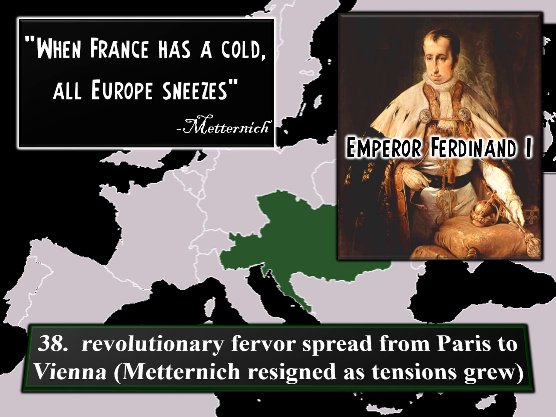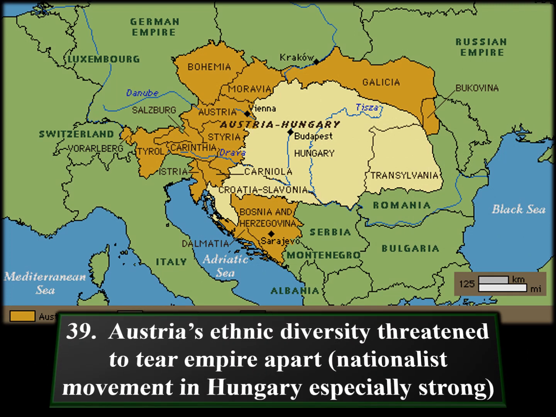When France has a cold, all Europe sneezes, Metternich said. Like a revolutionary virus, if you will. Austria's ethnic diversity, I've called it before a polyglot empire. It's a multi-ethnic, multinational empire. And that ethnic diversity of Austria ultimately threatens to tear the empire apart. Because first it starts with a nationalist movement in one part of the empire, in Hungary, for example. And it was especially strong there. Then if Hungary gains its independence, what's to stop other parts of the polyglot empire from trying to gain their own independence? And this could ultimately cause all of the Austrian empire to unravel. That was the problem with the 1848 revolution in Austria.